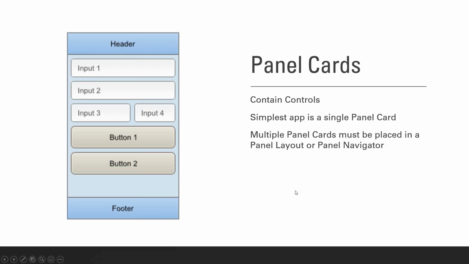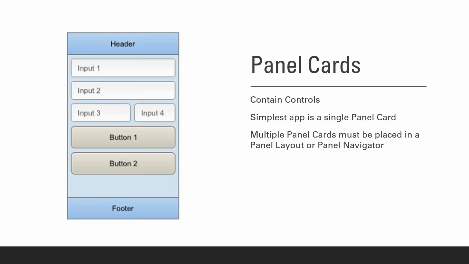So a panel card is the simplest panel that exists in Alpha Anywhere. If you design an app with panels, at a minimum, it must have a panel card, and the app could just be a panel card full of all the controls you want to display. The image here on the left-hand side is a panel card. It has a header, it has a footer, and it has a bunch of controls and two buttons in it. And that's it. That's the whole thing.